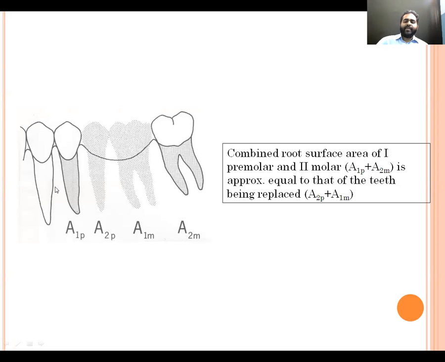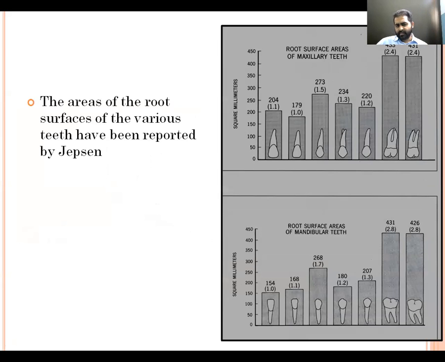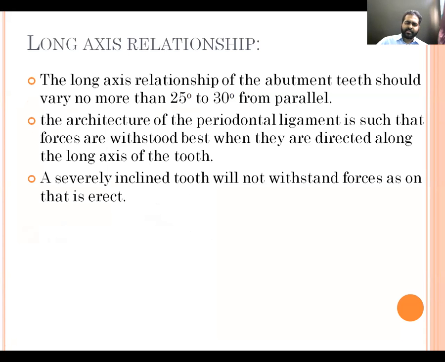So now for that we have to take the combined root surface area of the premolar and the second molar is approximately equal. Now we can go for another abutment which can give us the proper root surface area. In this slide we can see the proper areas of the root surfaces of the various teeth, which have been reported, giving the average square millimeter root surface area present in the maxillary and the mandibular teeth.